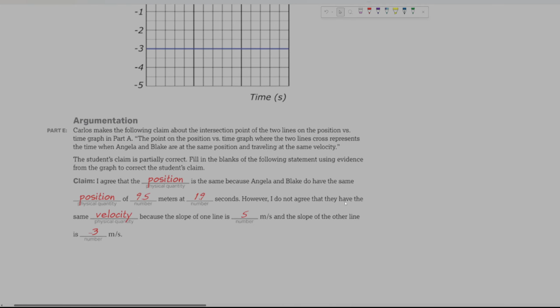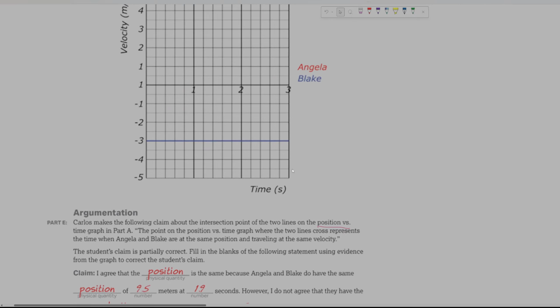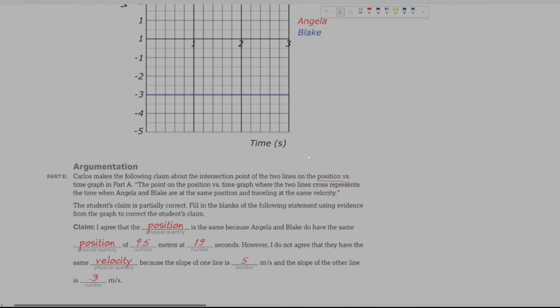Carlos, part E, makes the following claim about the intersection points of the 2 lines in the position versus time graph in part A. So remember what I said earlier about reading each question carefully. You got to make sure you answer the question that's being asked, not the question that you might accidentally assume is being asked, because sometimes students will read this and they'll just assume it was the most recent graph. Okay, that wouldn't work out, but here we go.